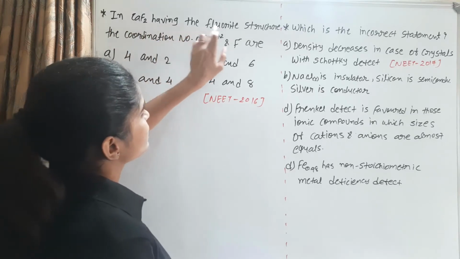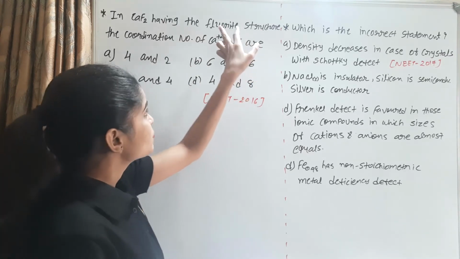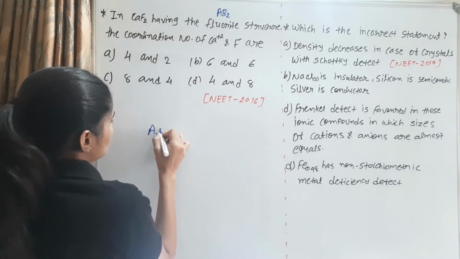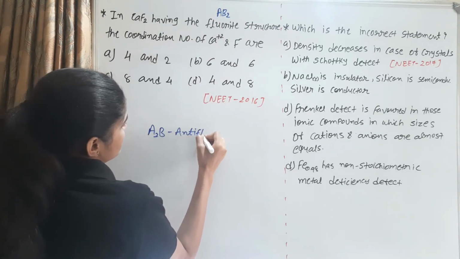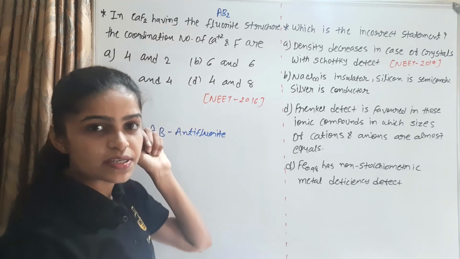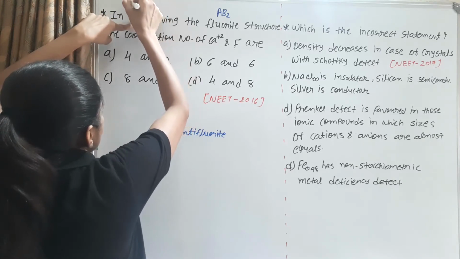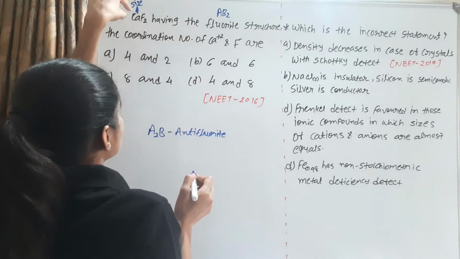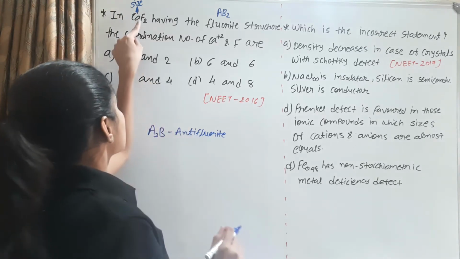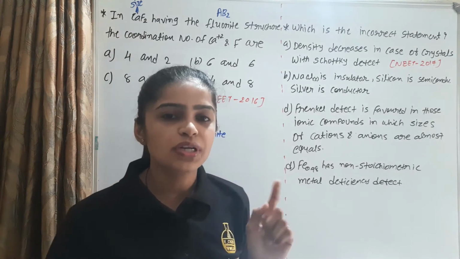In calcium fluoride having the fluoride structure, what are the coordination numbers of Ca plus 2 and F minus? Fluoride structure means AB2 type and antifluoride means A2B. This is the fluoride structure. We find out the Ca plus 2 and F minus coordination number. We know that the Ca is larger in size than the F minus. When size is large, that means calcium adopts the CCP structure, and F minus occupies the tetrahedral voids. So F minus occupies tetrahedral voids, its coordination number is 4.